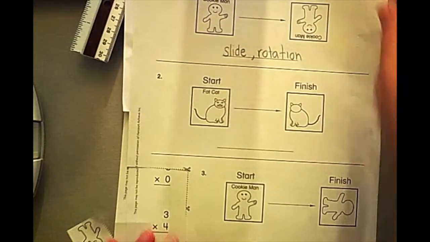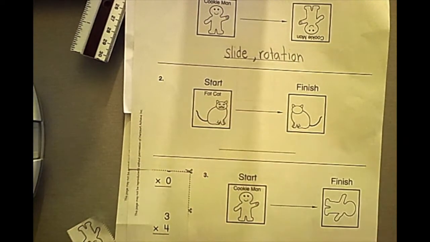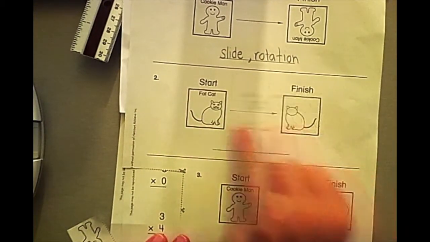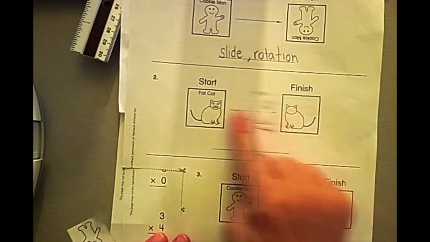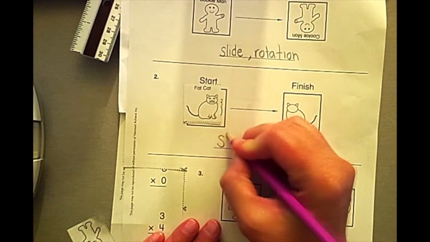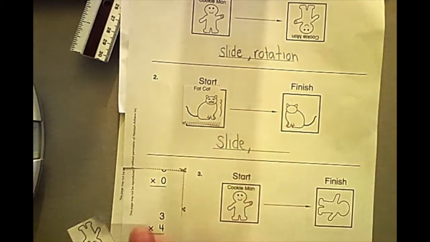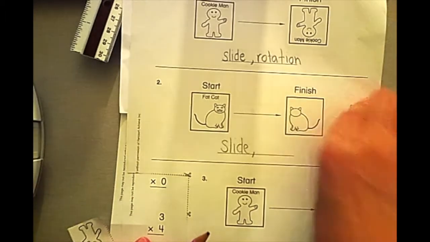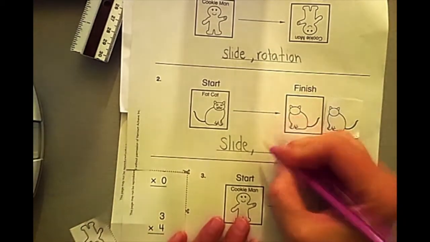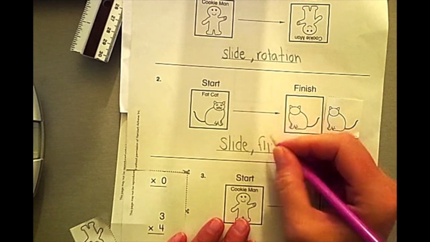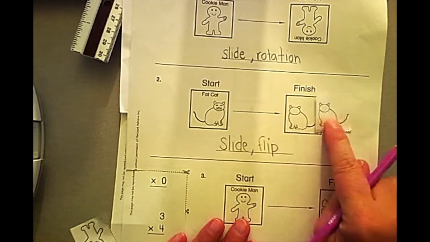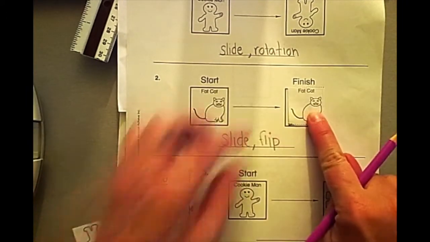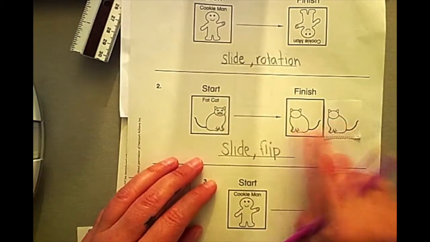Okay, now we're going to use the cat. Okay, so we need to figure out how to get from here to here. So again, what is the first thing that it has us do? Slide. And then, how do I get from here to here? Do you remember? You flip. Okay, they both look the same, so let's try it again. Slide and flip. So here, slide, flip.